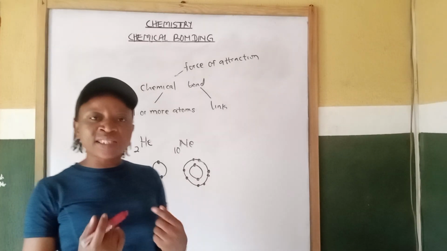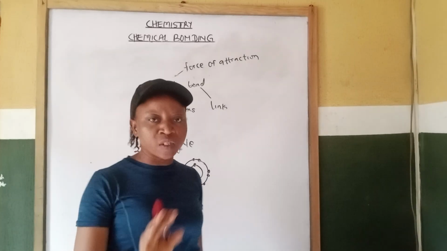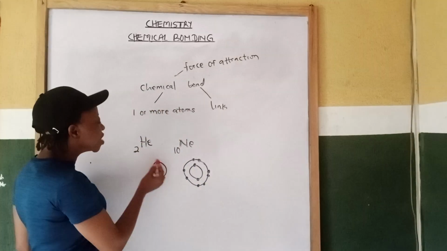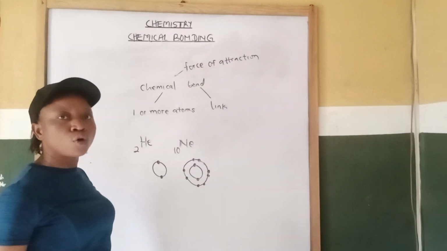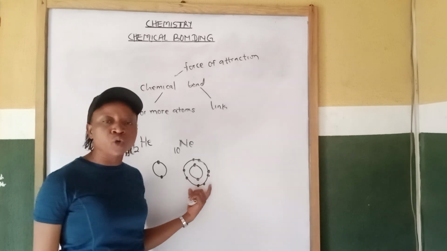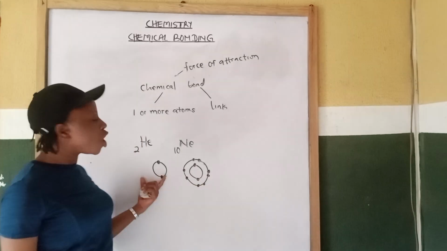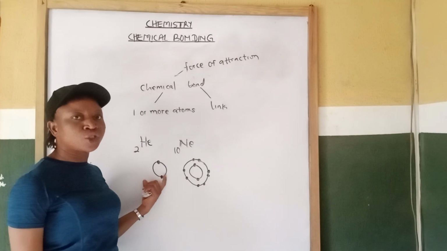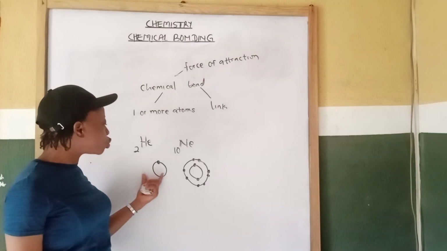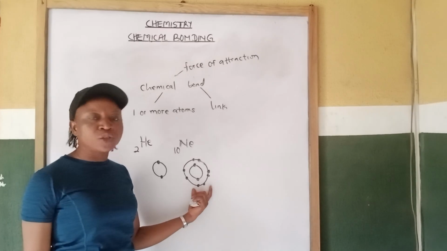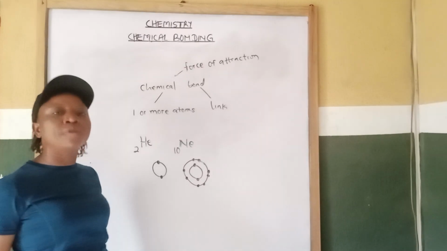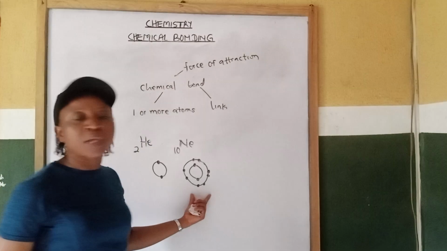So they are stable. Why? They don't accept electrons and they don't give out electrons, because they have completed their outermost shell. We call this an octet structure, while helium acquires a duplet structure. Duplet means 2: helium completed its outermost shell with 2 electrons, while the others completed their outermost shell with 8 electrons.